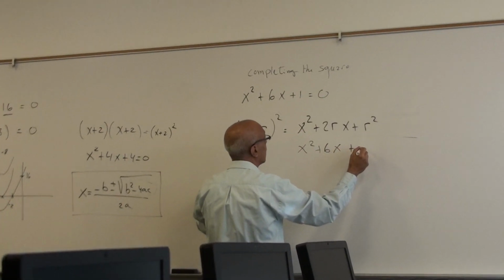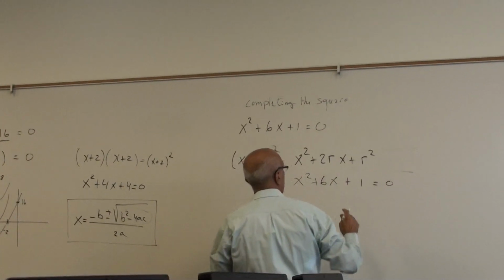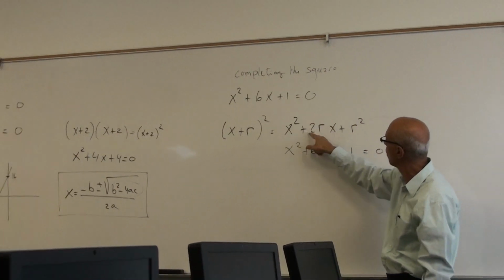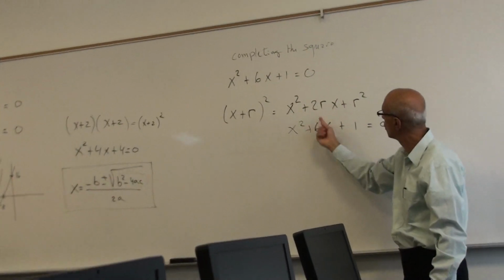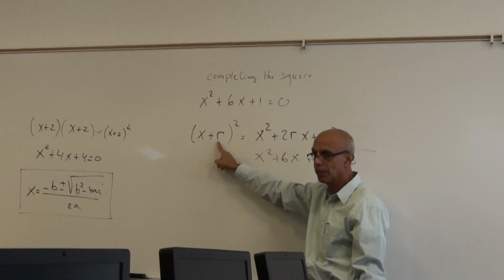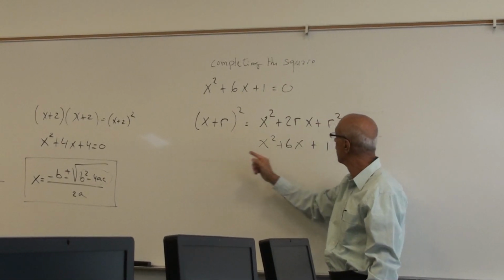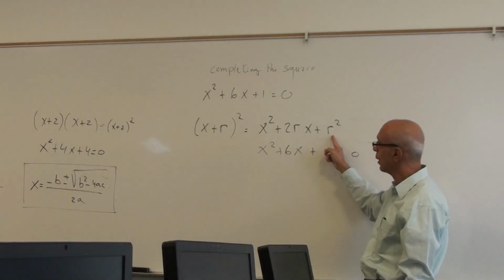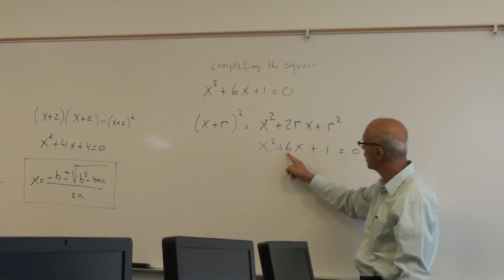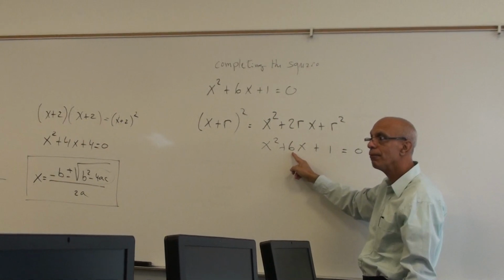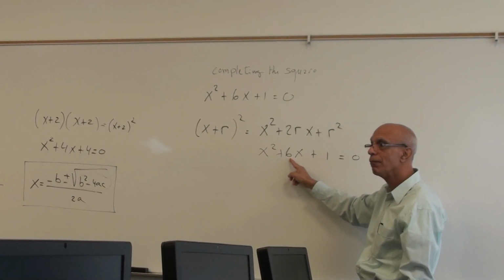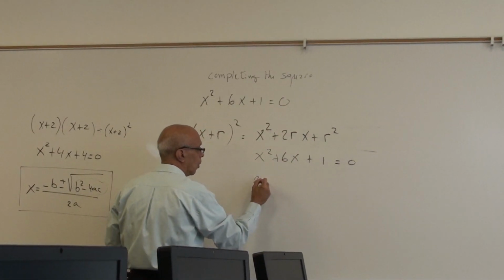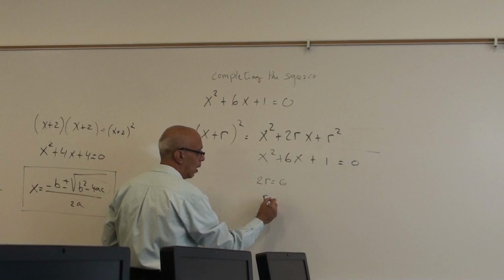6x plus 1 equal to 0, right? When I do this, what I notice is that in order to have a complete square, this term here is 2 times r. R is this number that I'm looking for, right? But here I have r squared. So what would be the value of r for this here, for 6? 3, right? So 2r is equal to 6, r is 3.